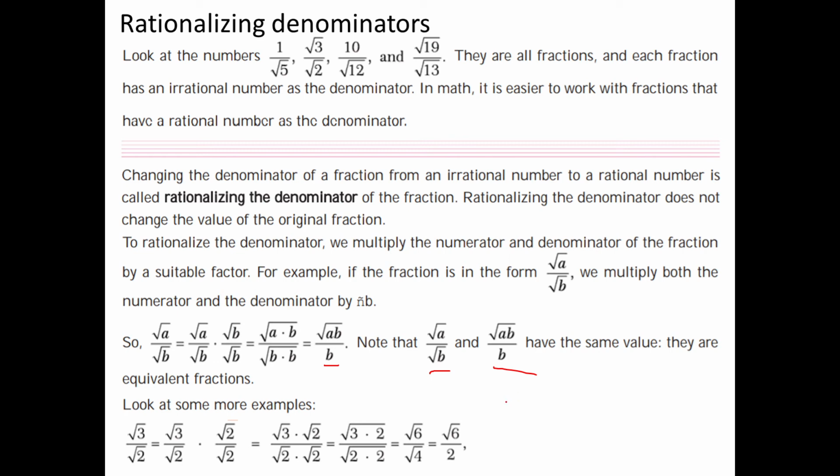For example, we can see some examples. If we have square root of 3 over square root of 2, we need to get an answer where the denominator has no square root. For this, we need to multiply both the denominator and the numerator by square root of 2. And we get square root of 3 times 2 over square root of 2 times 2. It is square root of 6 over 2, and it will be our answer.